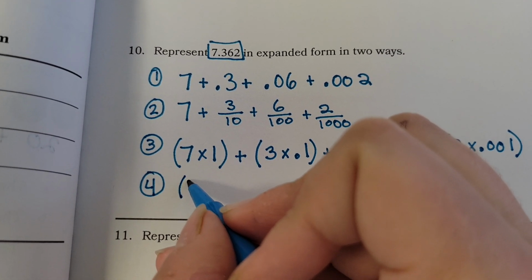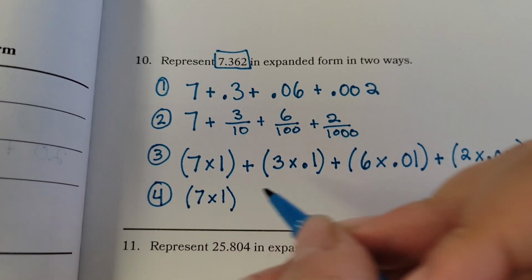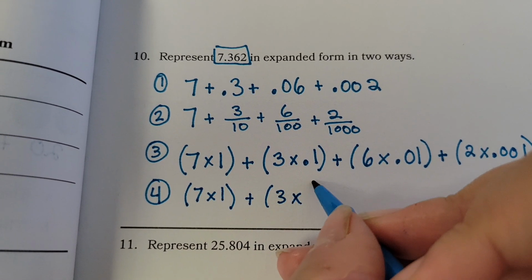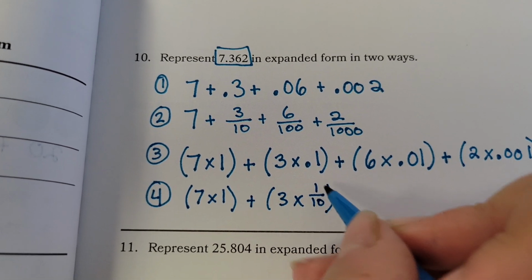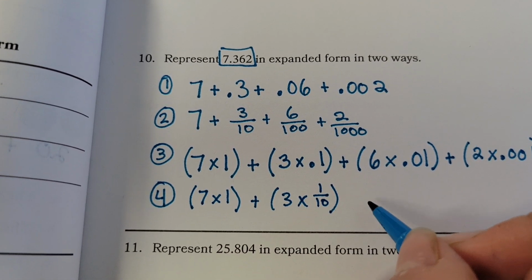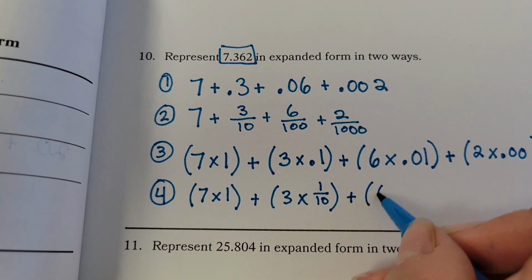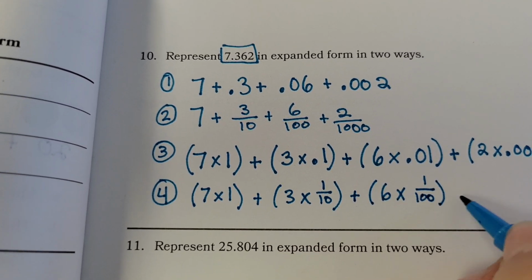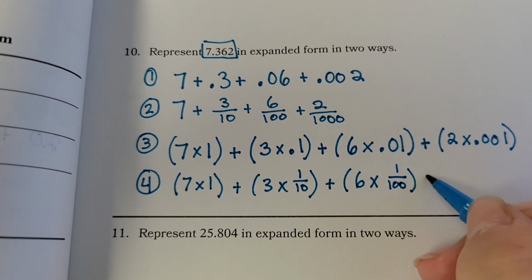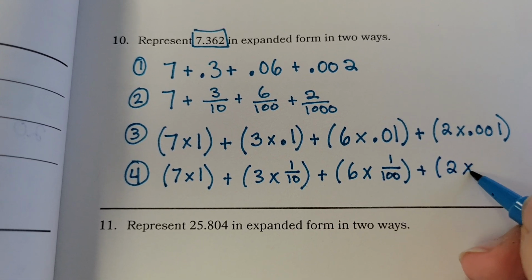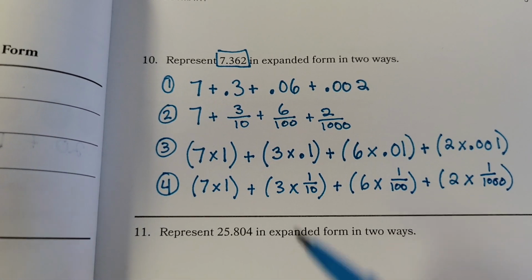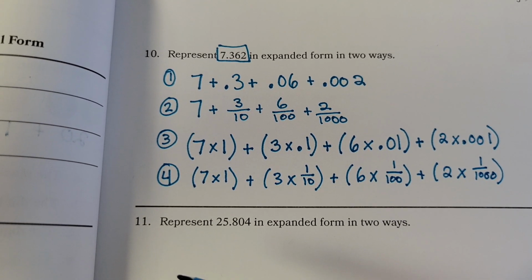So I'm going to do 7 times 1, because it's a whole number. And now I'm going to do 3 times the tenths place, but I'm going to write it as a fraction, so 1/10. All right, same thing here. I have 6 hundredths, so I'm going to write my hundredths place as 1/100. And my thousandths place, I'm going to write it as I have 2 1,000ths. Okay. So these are the 4 ways they can write expanded form.